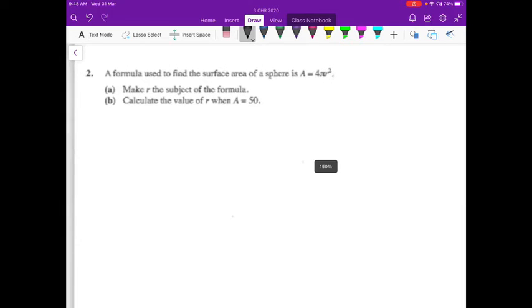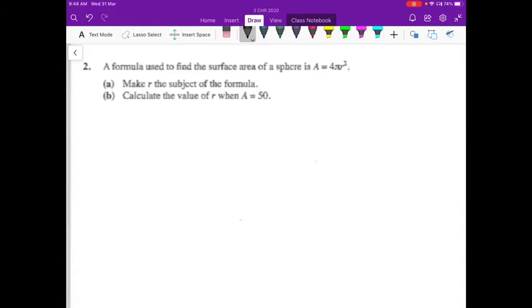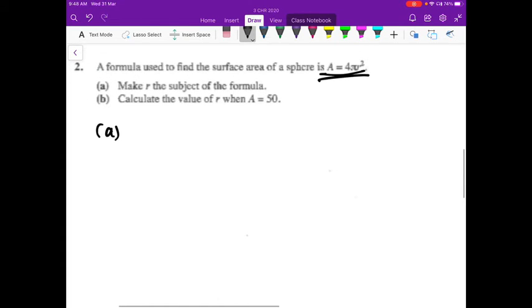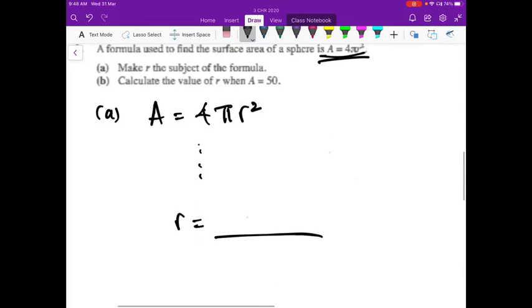Jasmine? We have a formula used to find the surface area of a sphere. This is given to us during our exams. Make r the subject. So we start off with A equals 4 pi r squared. I want it to end up looking like this. r equals something. Okay, so what shall we do first?